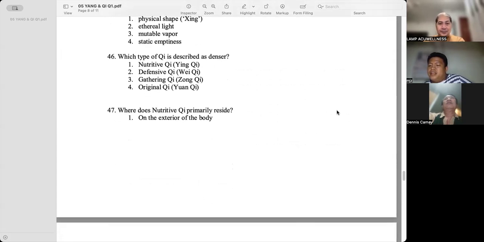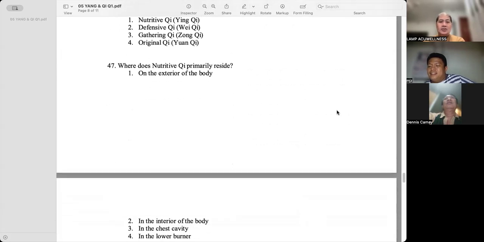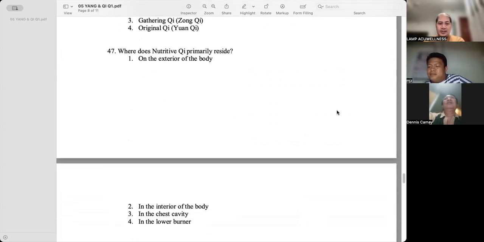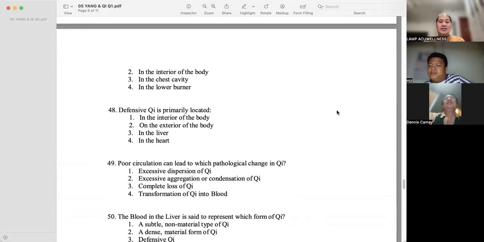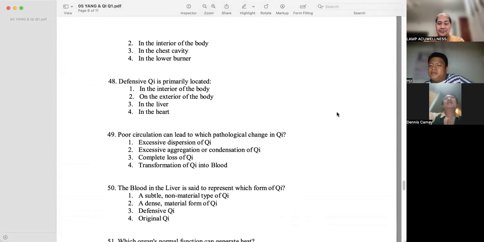Nutritive chi. Where does nutritive qi primarily reside? In the interior of the body. Defensive qi is primarily located on the exterior of the body.